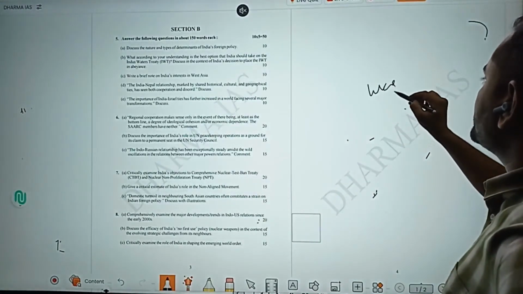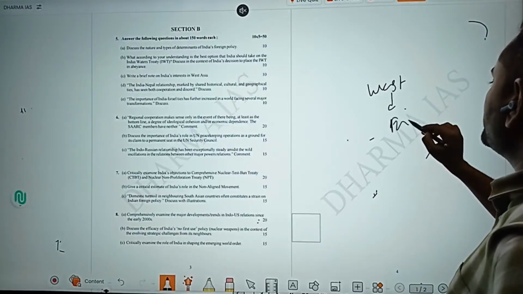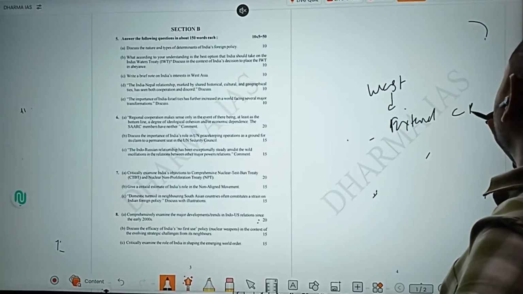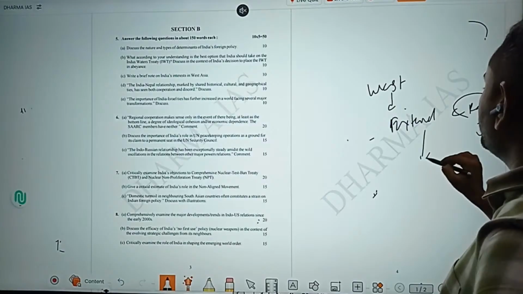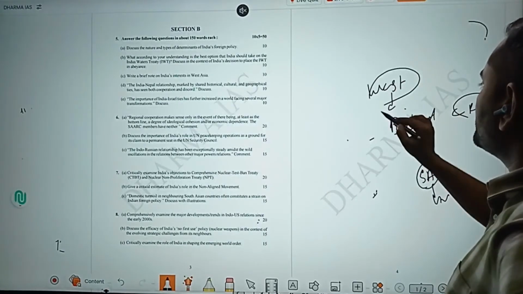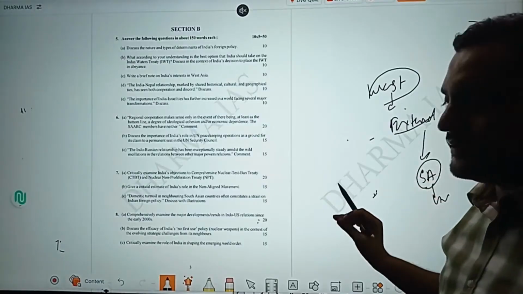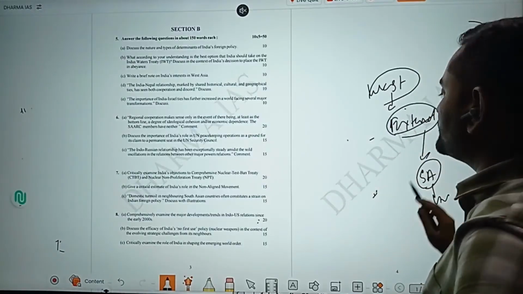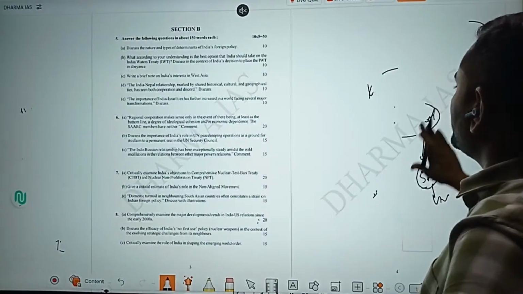West Asia, again, extended neighborhood. You can mention that. C. Raja Mohan: after South Asia or neighborhood, West Asia is the most important segment in India's foreign policy according to C. Raja Mohan. It forms the extended neighborhood. Okay.